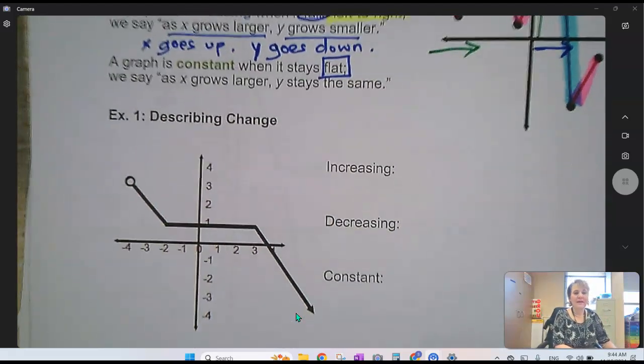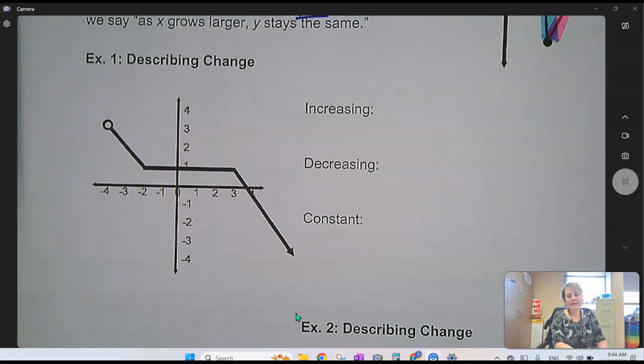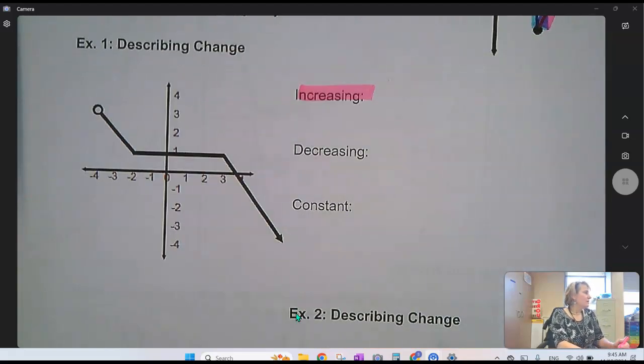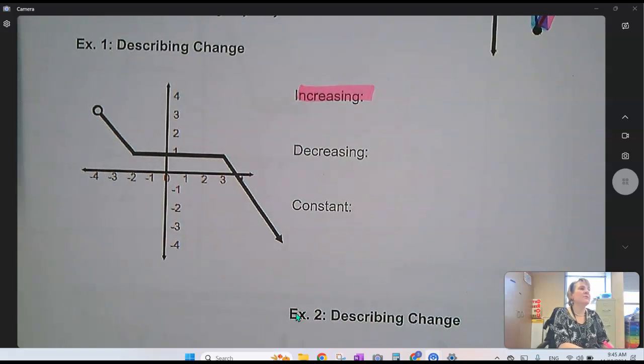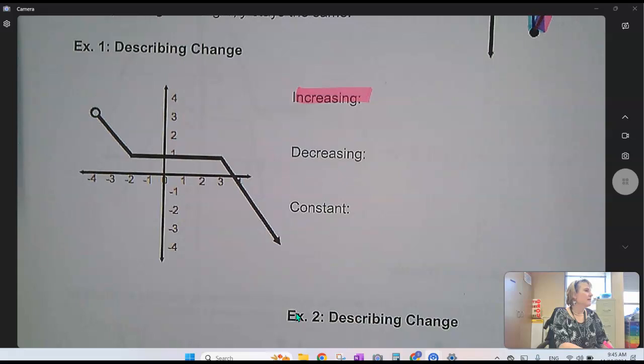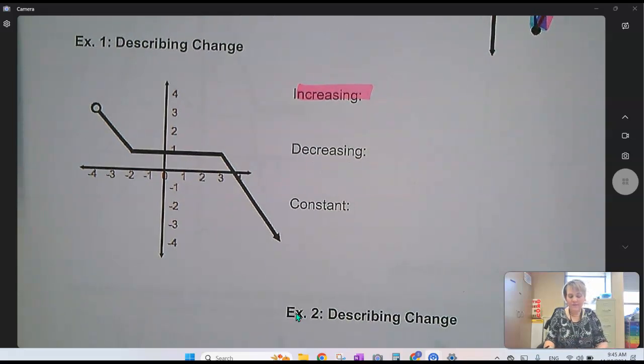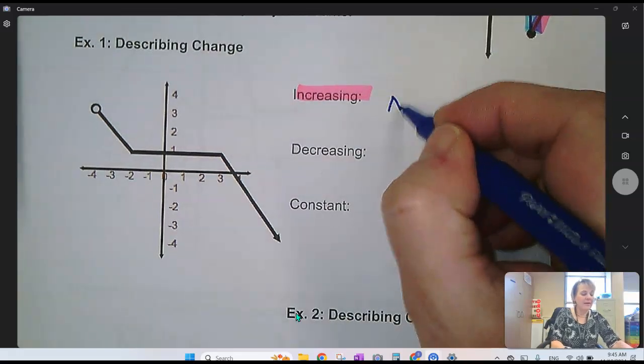We're learning the kinks. Okay, describing the change. Let's take a look at this. Where do we have increasing? Students, raise your hand if you notice an increasing portion of this graph. Okay, there is no increasing portion of this graph, so we can just write none.